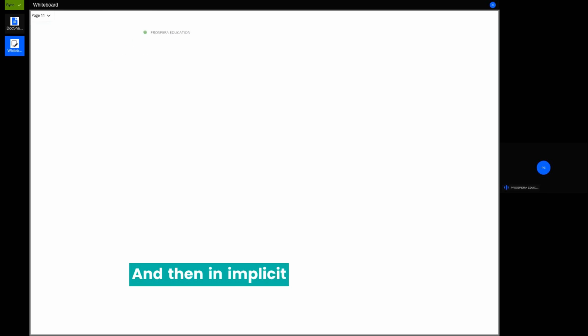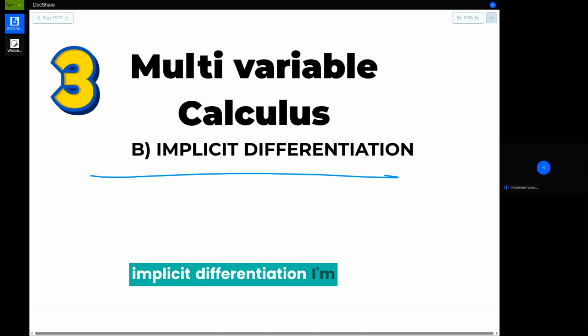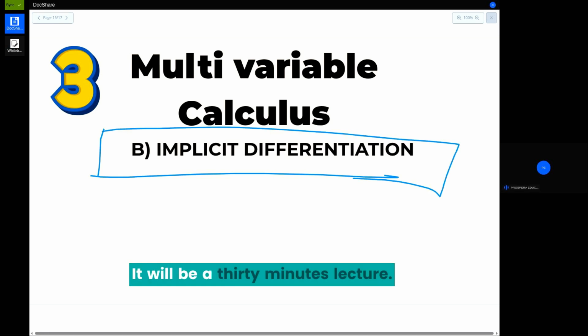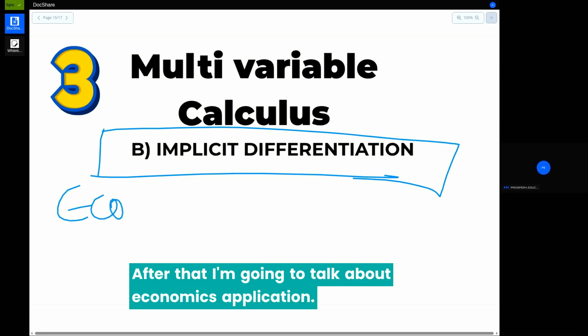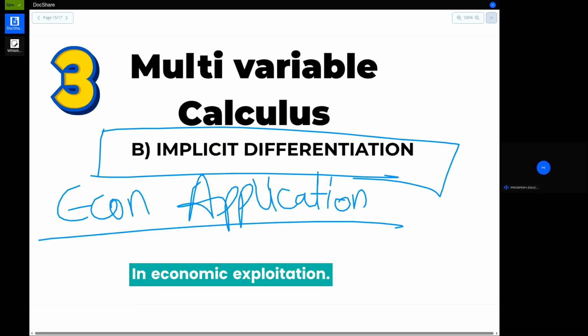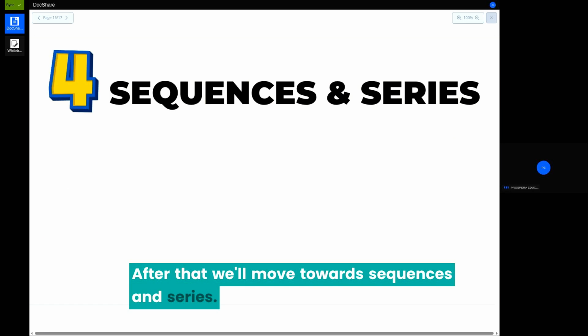And then in implicit differentiation, I'm going to talk about just the basics of implicit differentiation. It will be a 30 minutes lecture. After that, I'm going to talk about economics application. In economic application, here I will introduce you to the concepts of utility functions, indifference curves, and the marginal rates of substitution. After that, we'll move towards sequences and series.